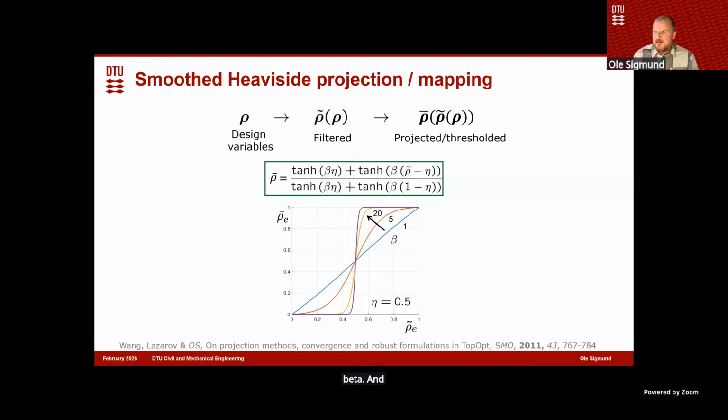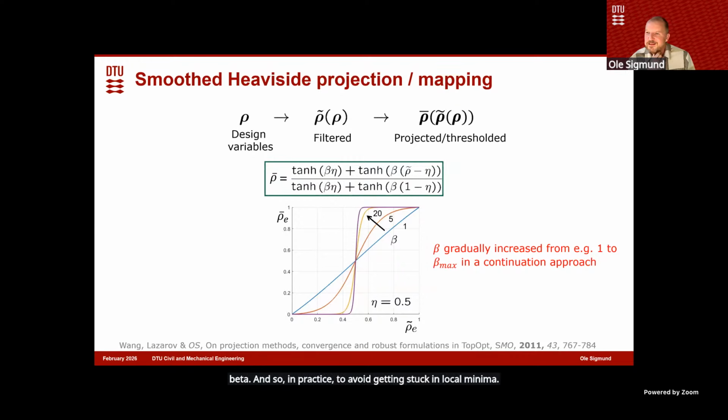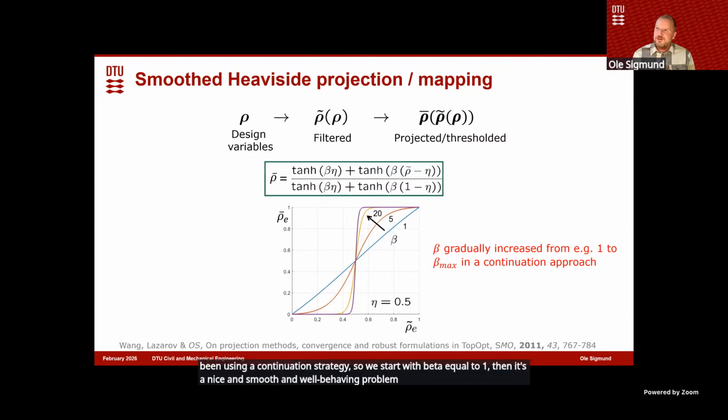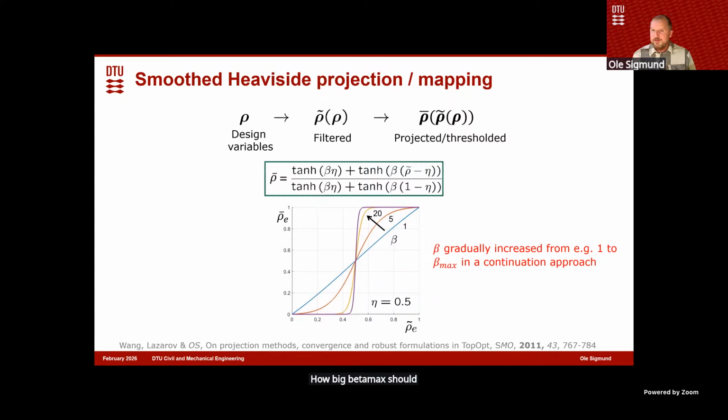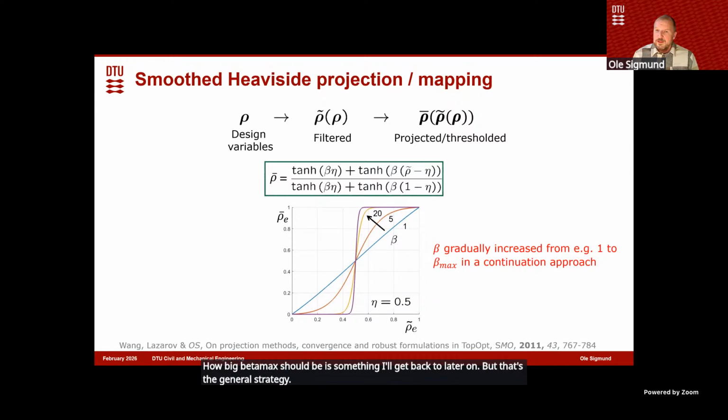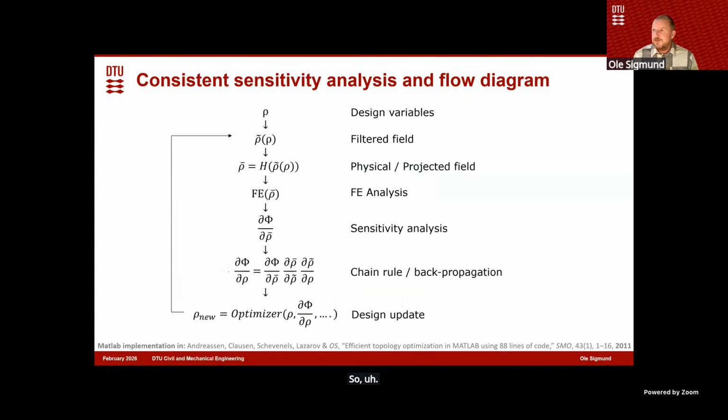In practice, to avoid getting stuck in local minimum, we have, up to now at least, been using a continuation strategy. We start with beta equal to 1, then it's a nice and smooth and well-behaving problem, and then gradually we increase beta to a higher value to end up with black and white solutions. How big beta max should be is something I'll get back to later on, but that's the general strategy. First, just a few words about how to implement it.